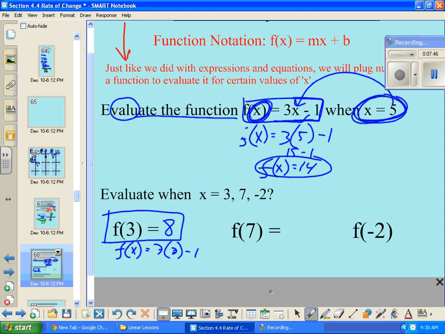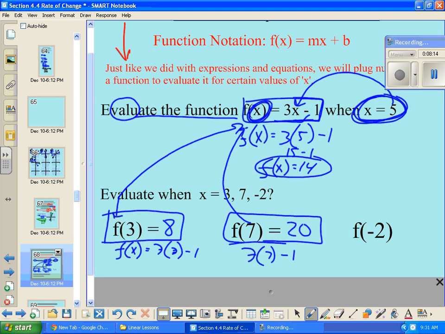Because that means in the function f, in this function called f, that's the name of it, if I put 3 in for x, I get 8 out for the answer. Move on to the next one here. f of 7. That means in this function, I'm going to put 7 in for x and see what you get. So that means I would take 3 times 7 and then subtract 1 from it. 3 times 7 would be 21, minus 1 would give me 20. So f of 7 equals 20.